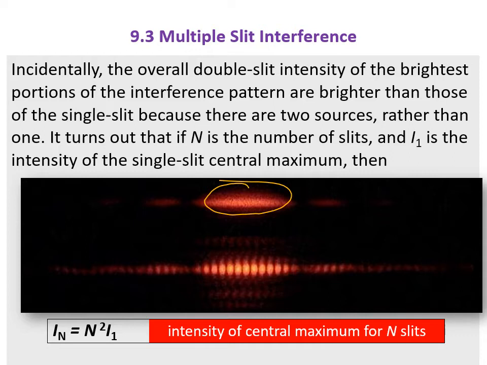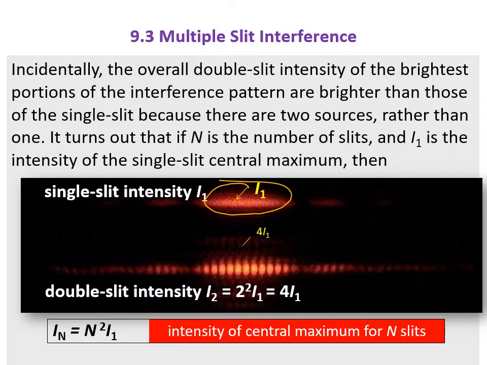This equation isn't in your data booklet, but it might be helpful to have it in the back of your mind, because they do ask questions on how having multiple slits open changes the intensity pattern. So I_N is equal to N squared times the initial intensity. I think as long as you know increasing the number of slits increases the intensity, the brightness that you see, it should make sense. You might not need to memorize this equation.